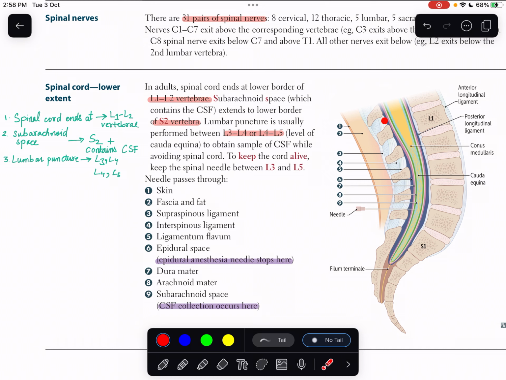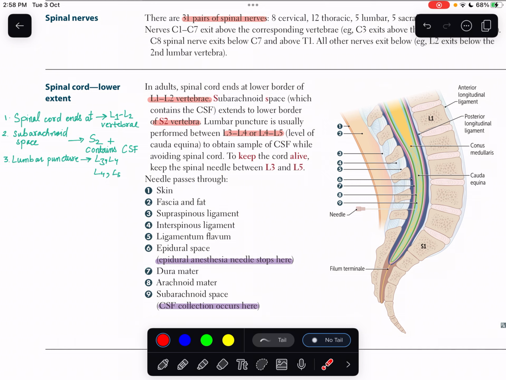And here the point number 6 is epidural space. So if you are giving epidural anesthesia, then your needle stops here, you are not going to go beneath it. But if CSF fluid is to be collected, then this would be the area. Okay, you should also know about the anterior longitudinal ligament. This is the posterior longitudinal ligament.